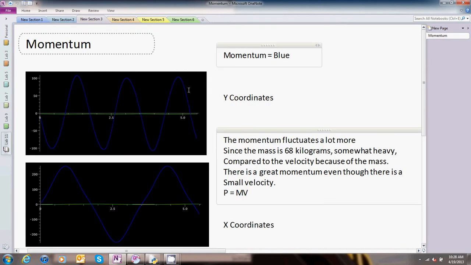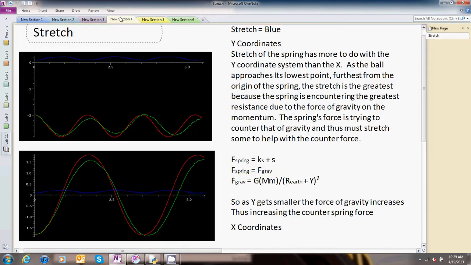For momentum, the momentum is also in blue. The momentum fluctuates a lot more compared to the velocity because the mass is 68 kilograms, which is somewhat heavy. There's a great momentum even though there's small velocity. So even though velocity is small, the mass is very great, which makes the momentum great.